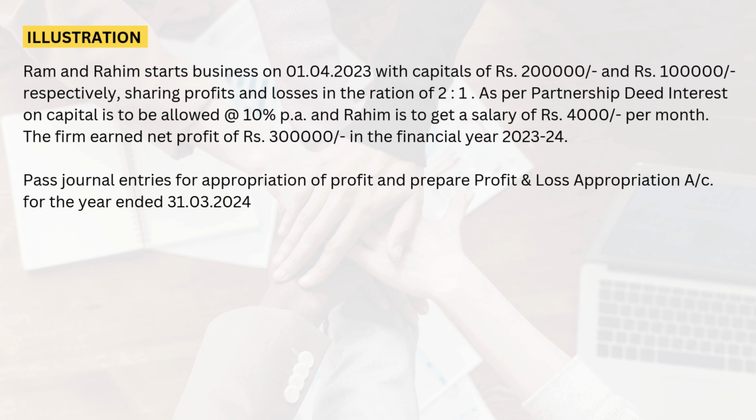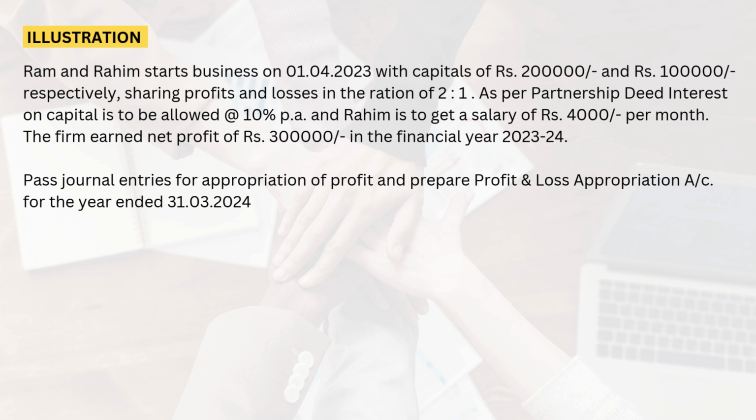Ram and Rahim start business on 1st April 2023 with capitals of Rs 2 lakh and 1 lakh respectively, sharing profits and losses in the ratio of 2:1. As per partnership deed, interest on capital is to be allowed at the rate of 10% per annum, and Rahim is to get a salary of rupees 4,000 per month. The firm earned net profit of rupees 3 lakh in the financial year 2023-24. Pass journal entries for appropriation of profit and prepare profit and loss appropriation account for the year ended 31st March 2024.